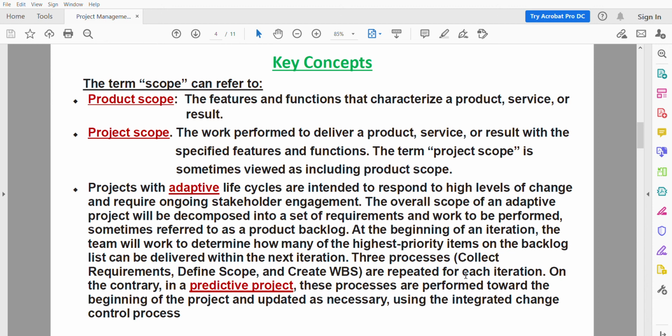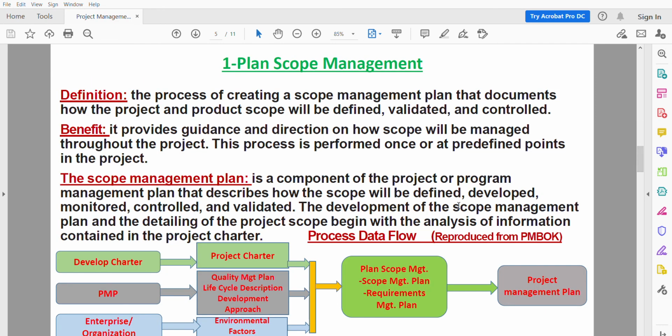And now we talk about each of these processes. The plan scope management, that's the first process. Definition: the process of creating a scope management plan that documents how the project and product scope will be defined, validated, and controlled. The key benefit of this process is that it provides guidance and direction on how scope will be managed throughout the project. This process is performed once or at predefined points in the project.